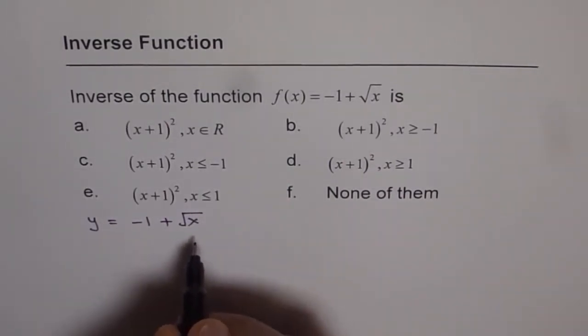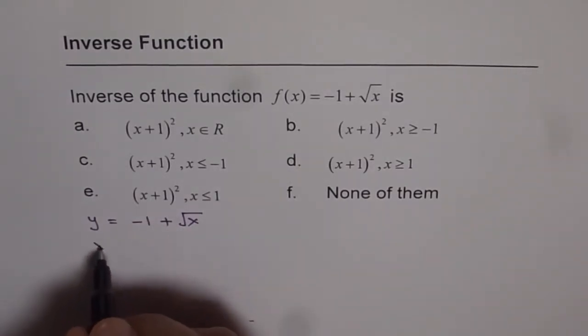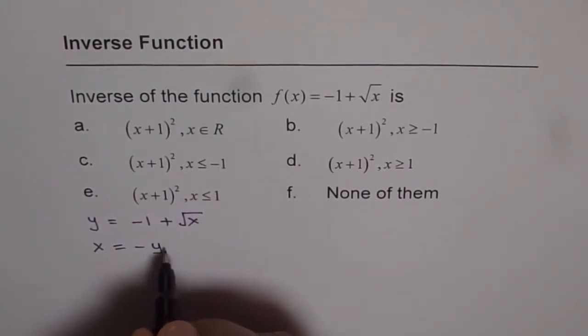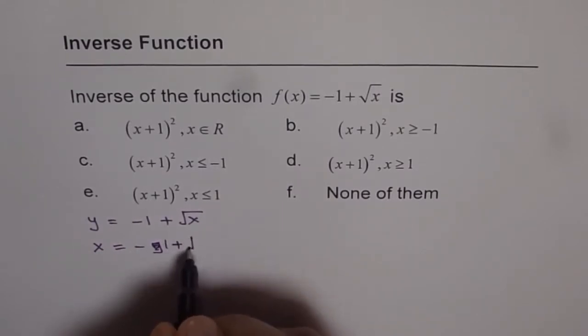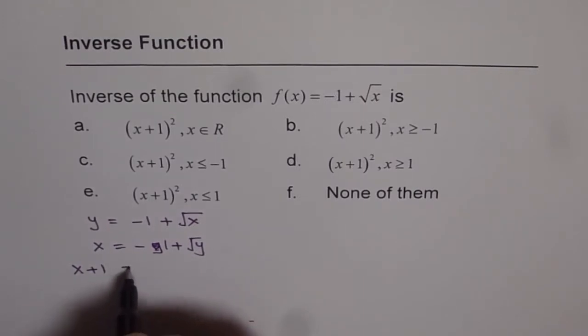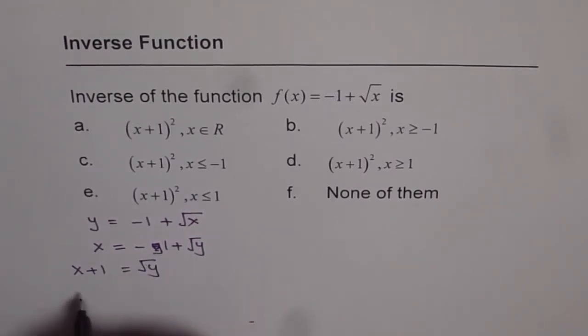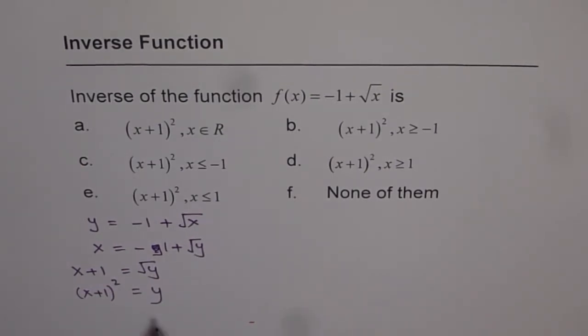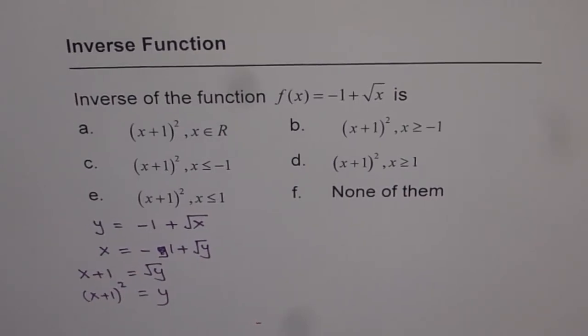To find the inverse, let us swap x and y. So we get x equals minus 1 plus square root of y. Now we get x plus 1 equals square root of y, or when we square it, we get x plus 1 whole square equals y. So x plus 1 whole square equals y is indeed a correct equation for the inverse of this function, as we can see, that is there for all the cases. Great. Now let's look into the domain and range part of this.